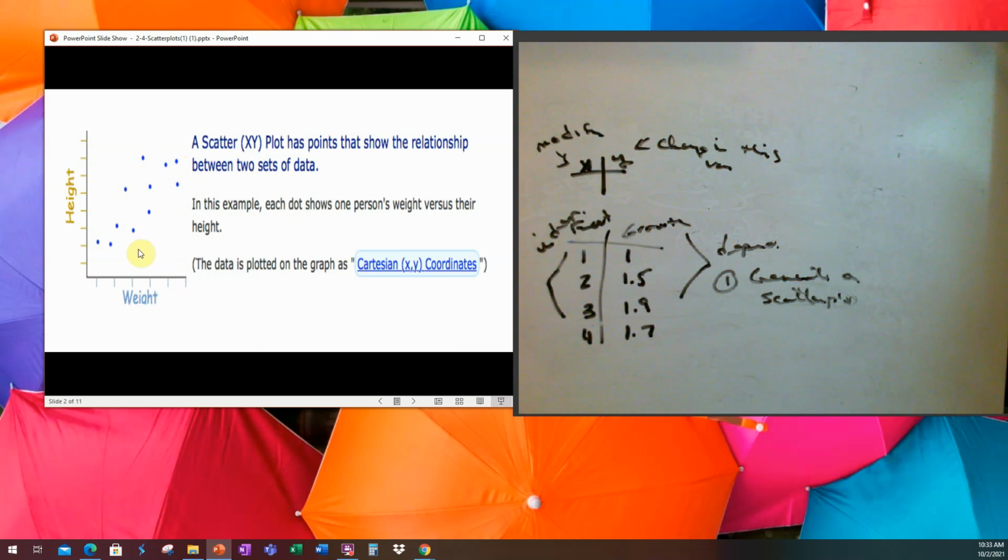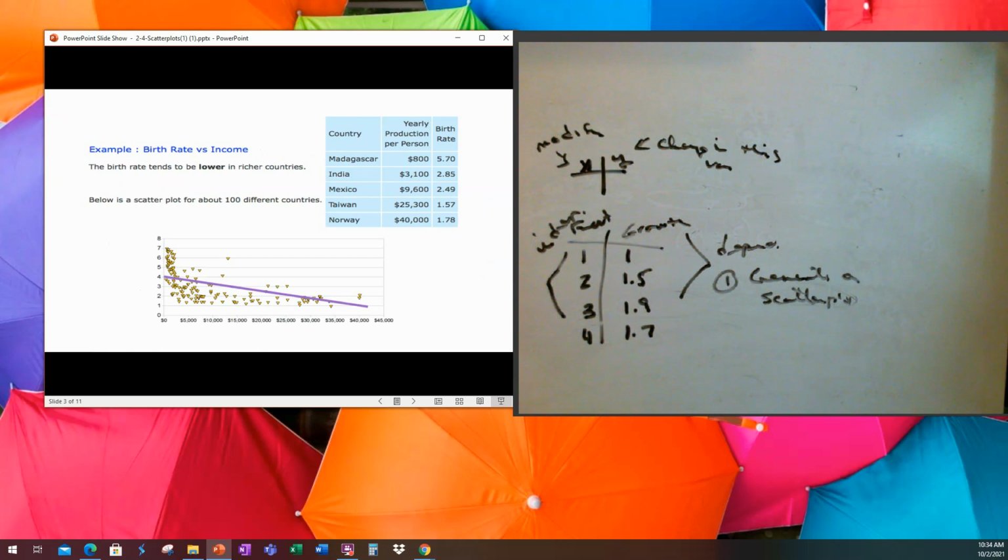So they just put the point, here's their weight. So they find their weight, find their height along here. The weight tells you how far along this direction, and then the height is how high up. And they just plotted these, several points based upon some survey. Okay.